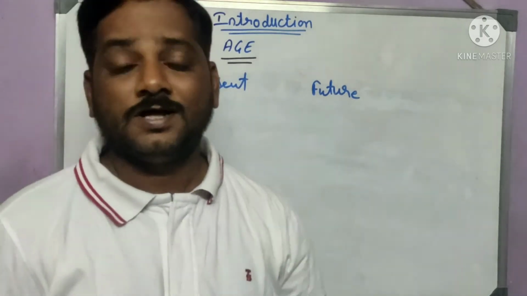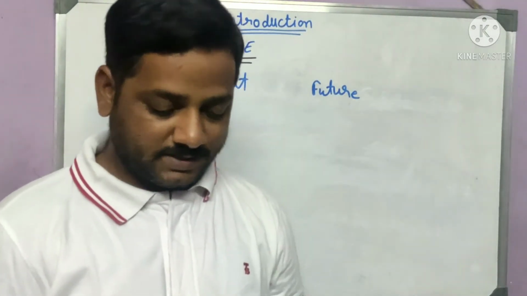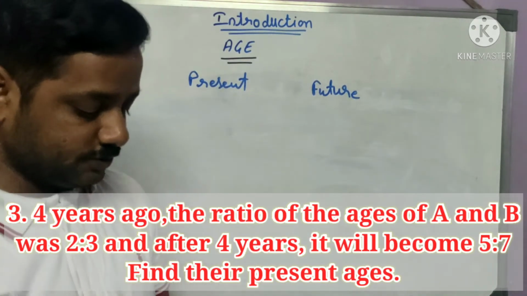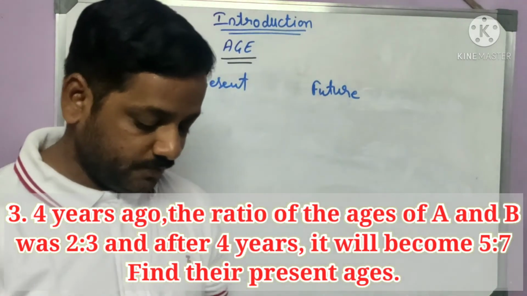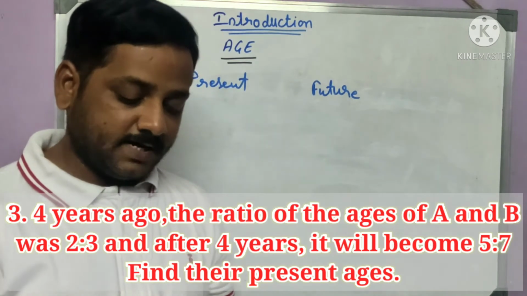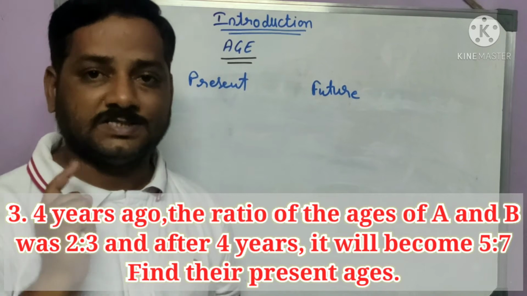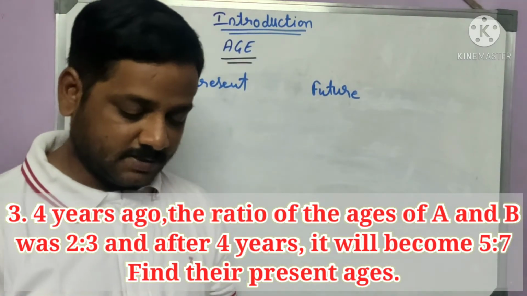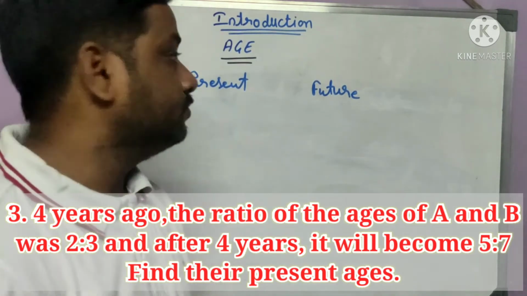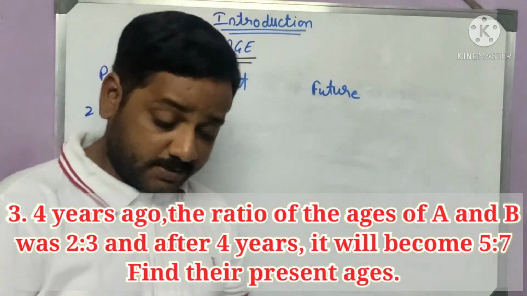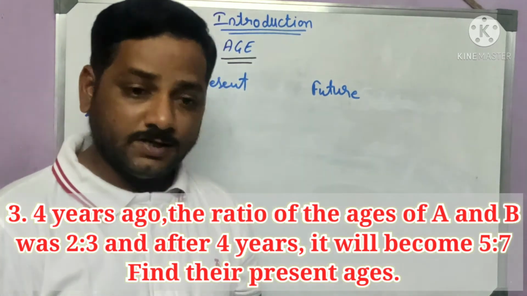Let me take one more, the last question, and concentrate, because it's a small change we have in this. So look at the question. 4 years ago, the ratio of the ages of A and B was 2:3. 4 years ago, so it means it's about the past. They're talking about the past. The ratio was 2:3. So let me write 2:3. There are 2 persons A and B, and their ages ratio was 2:3.